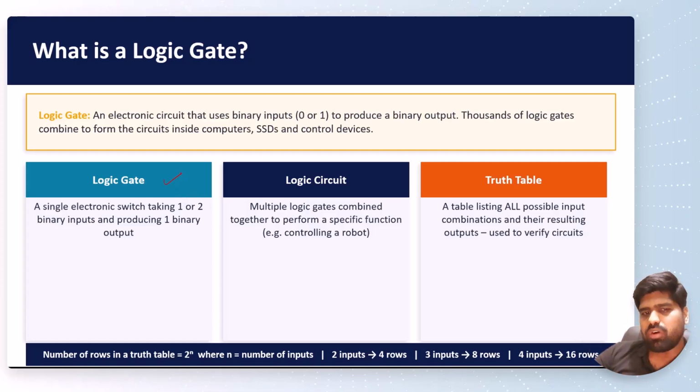Then you have to understand the logic circuit. Multiple logic gates are combined together to perform a specific function, and in the same way, if you list all the possibilities in one form, then it will produce the truth table. The number of rows in the truth table depends on the inputs: if there are two inputs, then there are four rows, and if there are three inputs, then there are eight rows. Four inputs will make 16 rows. But in your syllabus, it is only up to three inputs and eight rows.